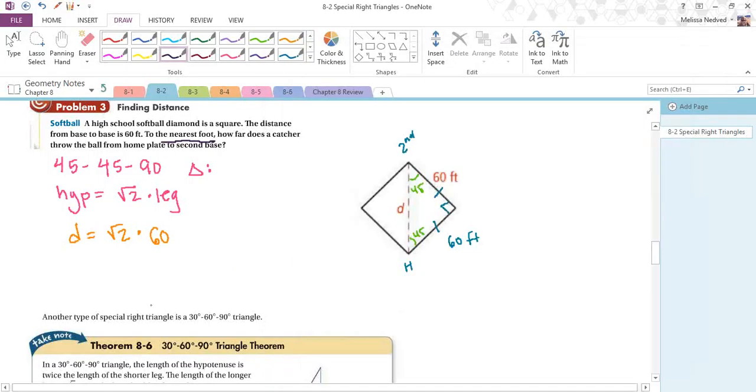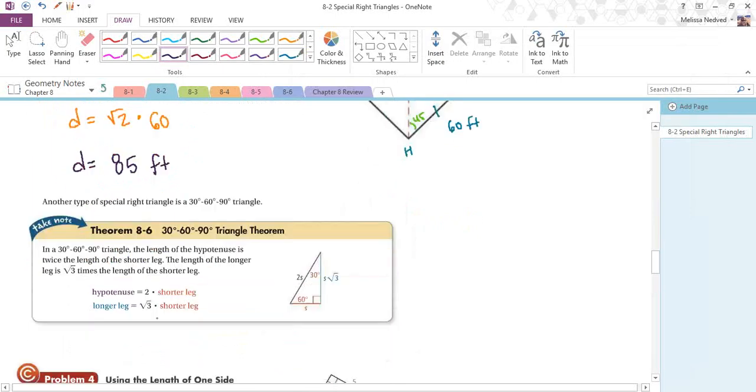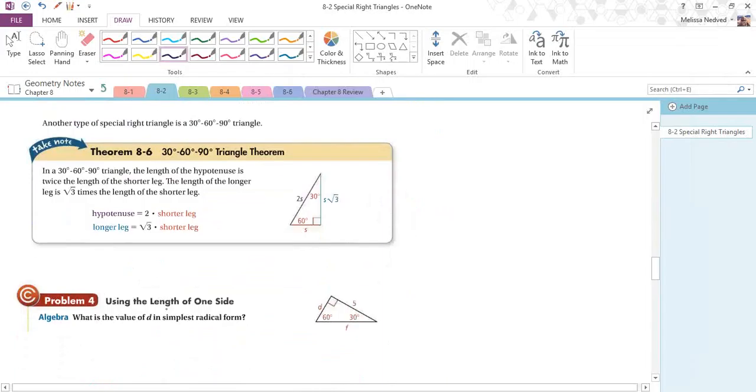So that distance from home plate to second base is about 85 feet. So always make sure that you're paying attention to how they want you to leave your answer and do so accordingly. Okay, that's what we're going to talk about with 45, 45, 90 triangles.